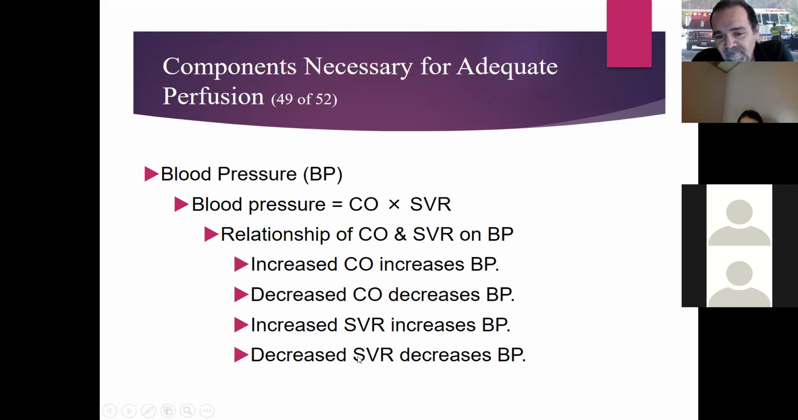If you decrease systemic vascular resistance, you actually decrease blood pressure. And that's shown by the diameter of the blood vessel. So let's see in this one. If you increase vascular resistance, taking a blood vessel that's this big and making it this big, then blood pressure goes up. If you decrease it, you make the blood vessel this big, then blood pressure goes down.